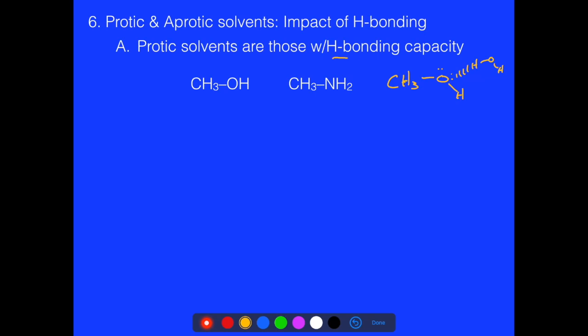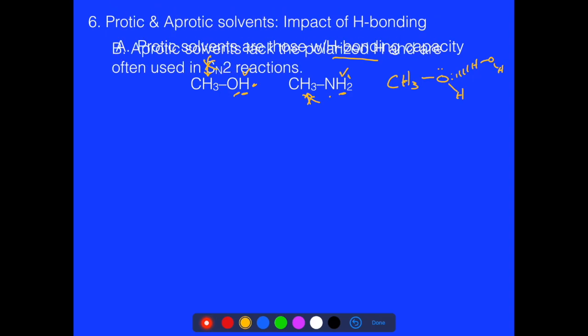These are called protic. They have protons, the hydrogen here, that are attached to either an oxygen or a nitrogen. Now you might say, what about these guys? Aren't those protons as well? They are hydrogens, but because they're attached to a carbon, remember, these cannot form hydrogen bonds. Whereas the ones that are attached to oxygen or nitrogen can form hydrogen bonds, and those are referred to as protic solvents.